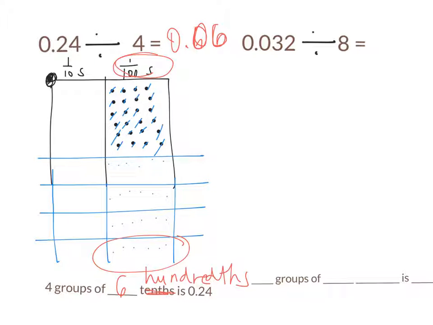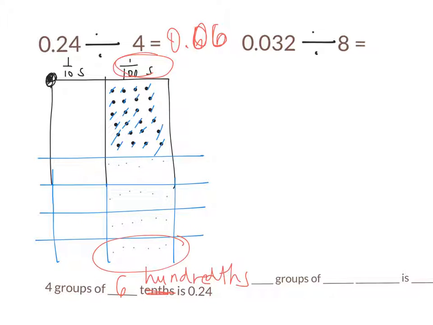Now for this next example, I have 32 thousandths. Do I want to put 3 in the hundredths column and 2 in the thousandths column? Would that be a good way to represent 32 thousandths? Why not, Andrew? Yeah, can I share 3 hundredths by 8 into 8 groups? No. But could I share 32 thousandths into 8 groups?